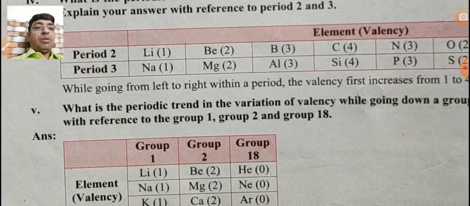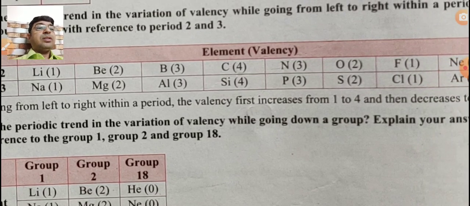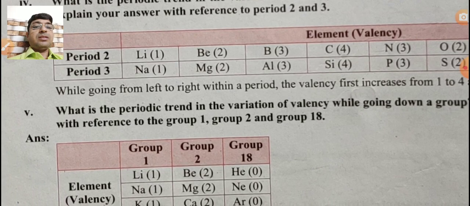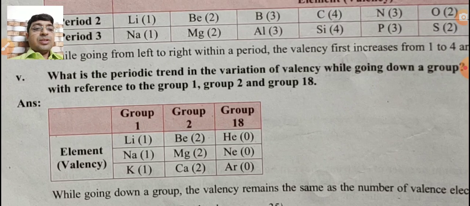Question number 5. What is the periodic trend in the variation of valency while going down a group? Explain your answer with reference to group 1, group 2 and group 18. So in that table you observe these groups carefully. Now elements and valency are given. Group number 1 is called the alkali metal group. First element is lithium, sodium, potassium. All elements show the valency 1. Why? Because the group number indicates the valence electrons, and from the valence electrons we decide the valency.